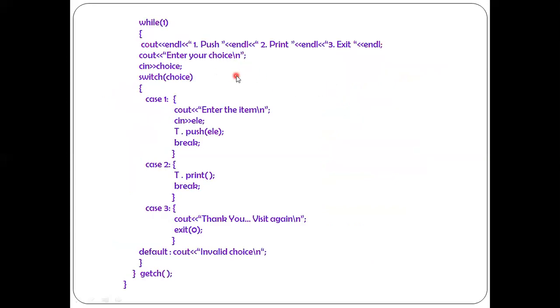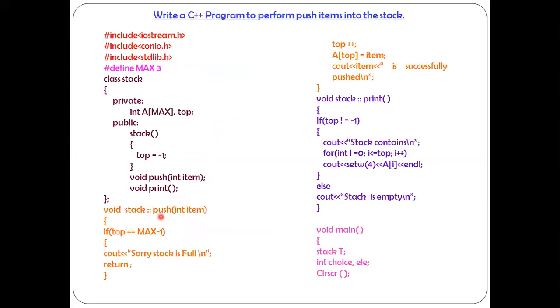Again it is going to display 1 for push, 2 for print, 3 for exit. Say for example, I'm just trying to insert one more item. Enter your choice, meaning I will input 1. So 1 means in the switch it goes directly to case 1 to execute these statements. Cout, enter the item. This time 30. 30 will be stored in element. Again I'll go with the same member function, t dot push of element. T is a user defined object, dot is a member access operator, push is a member function. ELE means what exactly value is stored? 30. 30 will be carried from this main function to this member function. Which member function? Push member function.